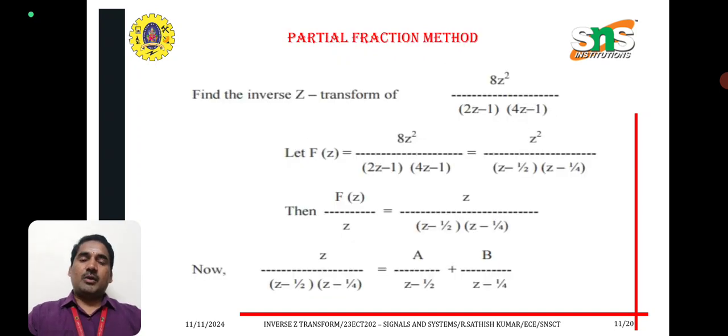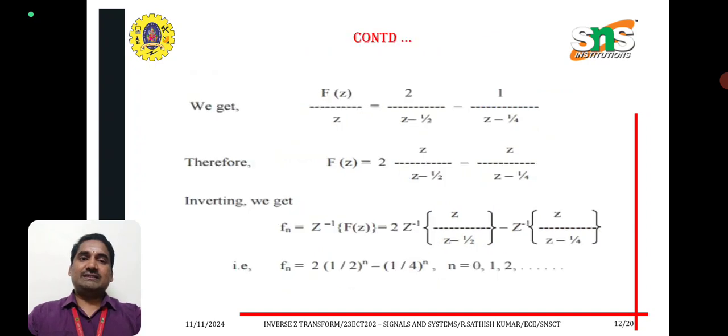Next one, another problem. Find the inverse Z transform of 8Z square divided by (2Z minus 1)(4Z minus 1). Therefore, we can get F of z divided by z, which is z divided by (z minus 1 by 2)(z minus 1 by 4). Now we can get the A value as 2 divided by z minus 1 by 2 minus 1 divided by z minus 1 by 4.